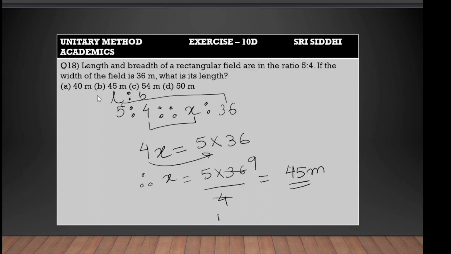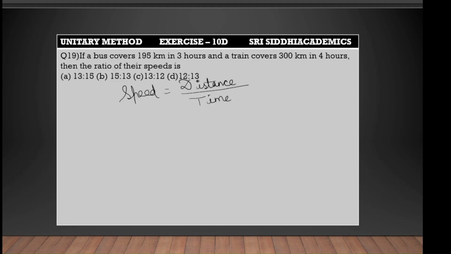Let's look at the options. Question number 18, the answer is option B. So, let's move to the next question. Now, let's start with question number 19. Question number 19 says, if a bus covers 195 km in 3 hours and a train covers 300 km in 4 hours, then the ratio of the speeds is, we have to choose the correct option.